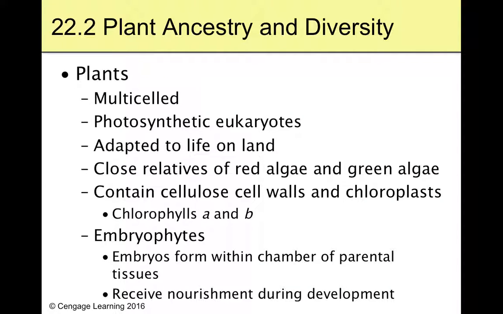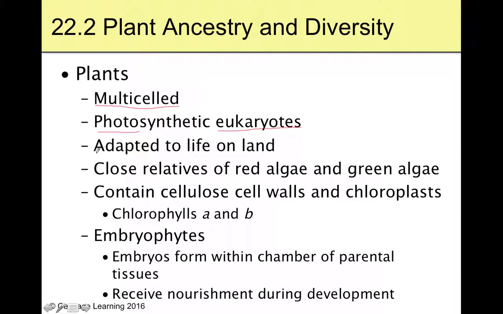So when we look at plant ancestry, because we're going to talk a little bit about evolution, but not nearly as much as I had anticipated in this chapter, here's what you need to know about plants. Not surprisingly, plants are multicelled. They're not one cell, they are many cells. They're photosynthetic, no duh, right? They make their energy from the sun. They are eukaryotic, so they have nuclei, rough ERs, and Golgis, membrane-bound vesicles.